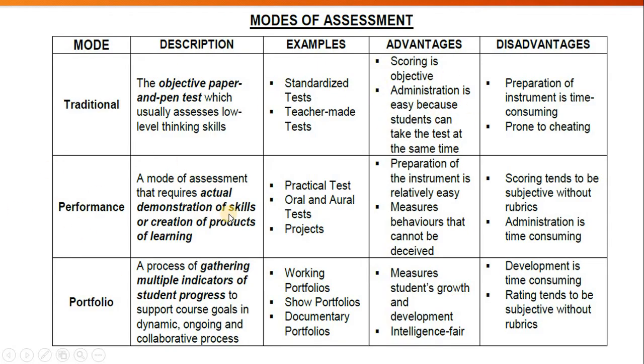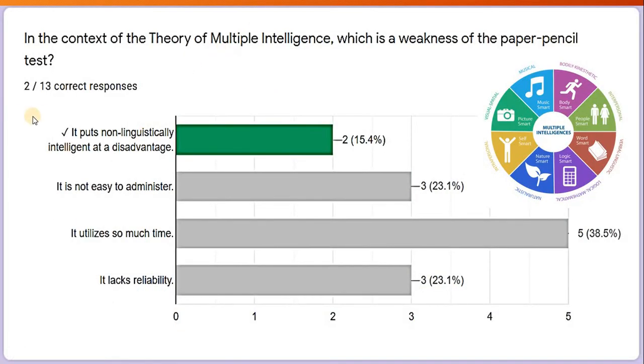We say performance, these are demos of skills, and sometimes this could be practical, oral, and projects. However, disadvantages, it's time consuming and it's sometimes subjective. Teachers become subjective of this kind of performance-based. For portfolio, this is the gathering of multiple indicators of students' progress. You can say it's working portfolio, show portfolio, or documentary portfolio. It's also subjective. Sometimes teachers become subjective of this portfolio-based assessment. But advantage, it measures student growth and development and it's intelligence-fair in the sense that the multiple intelligence theory is being applied.